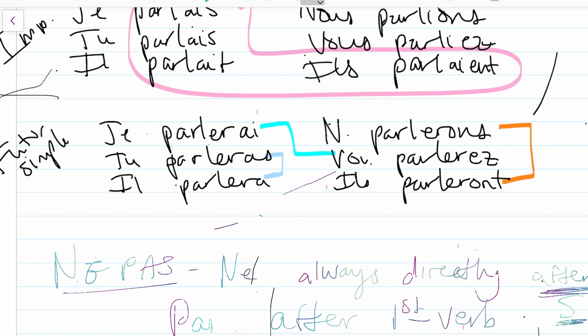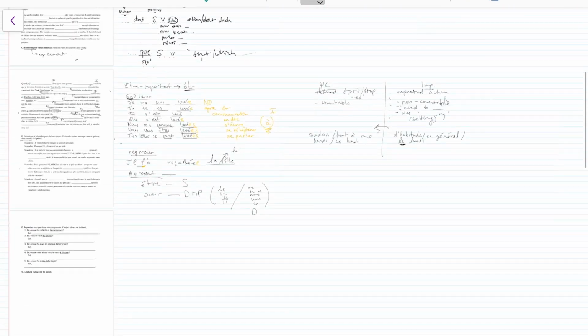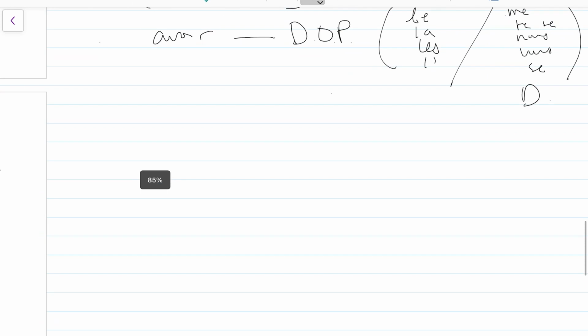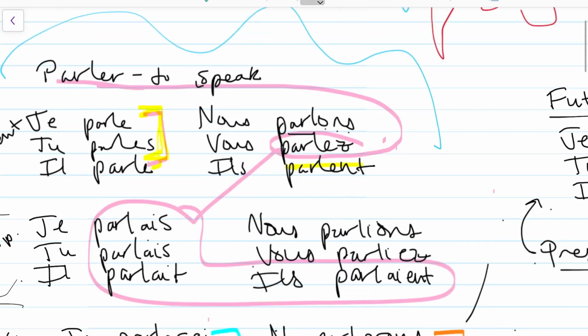Keeping that in mind, there are also some irregulars, of course. So you'll need to go back and make sure that you have those memorized. This futur simple tense gets used in a couple of ways. And you need to know which ones to use and when so that you can appropriately do this exercise.